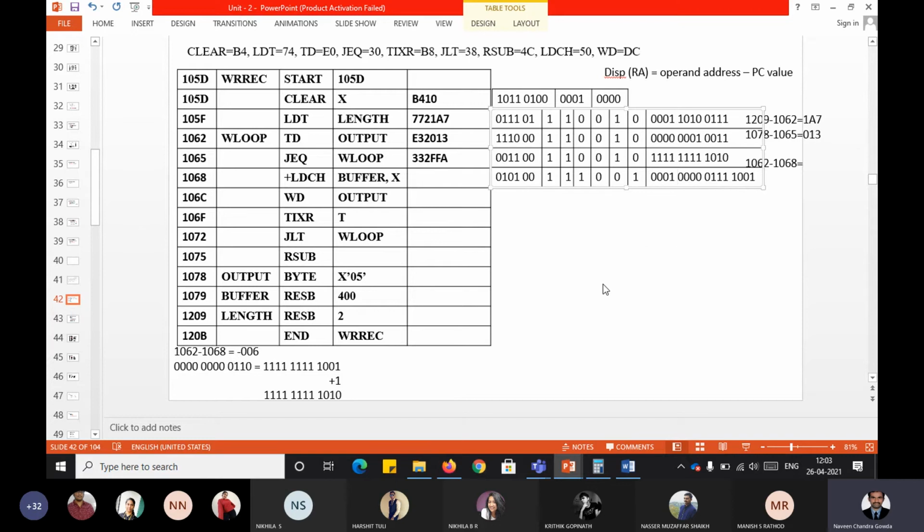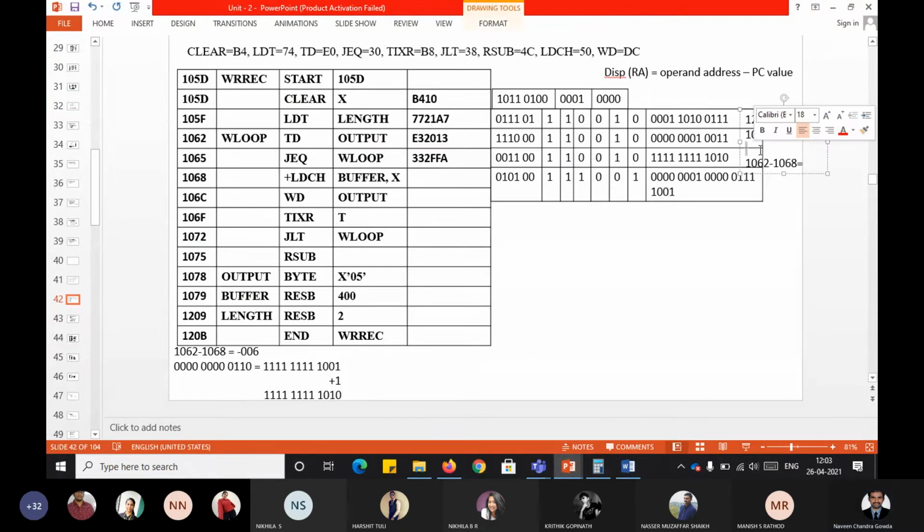But as per your field, it is 20 bits. So at the beginning, I will be adding 4 more zeros. So you are getting, let me push this separately.